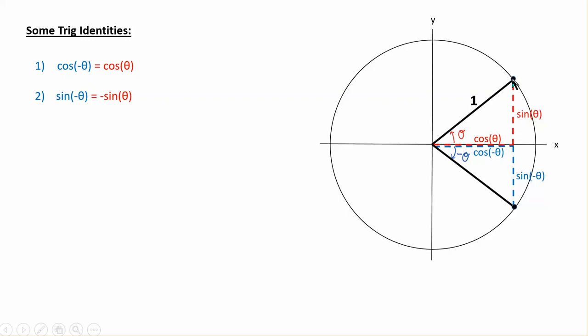Now let me look at the vertical legs of these two triangles, the red one and the blue one. The height of this point is sine of theta. The height of this point is sine of negative theta. But we see that the y value of this point is just negative the y value of that point. They're the same heights, but one is positive, one's negative. So that tells us that sine of negative theta must equal negative sine of theta. This picture shows you where these trig identities come from.